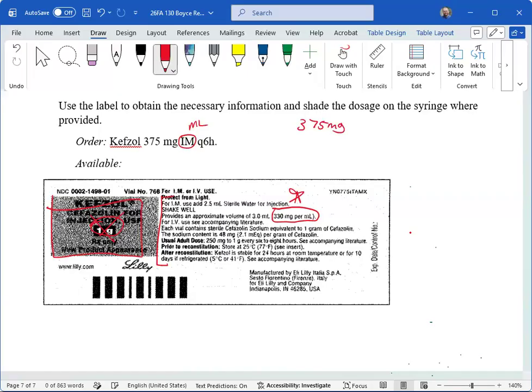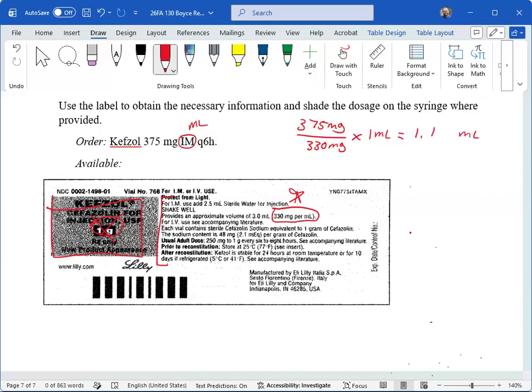and I'm going to do order over available this time, over your available, which is 330 milligrams, times your quantity, which is 1 mL. 375 divided by 330, and we're going to get an answer of 1.136, and we're going to round that.